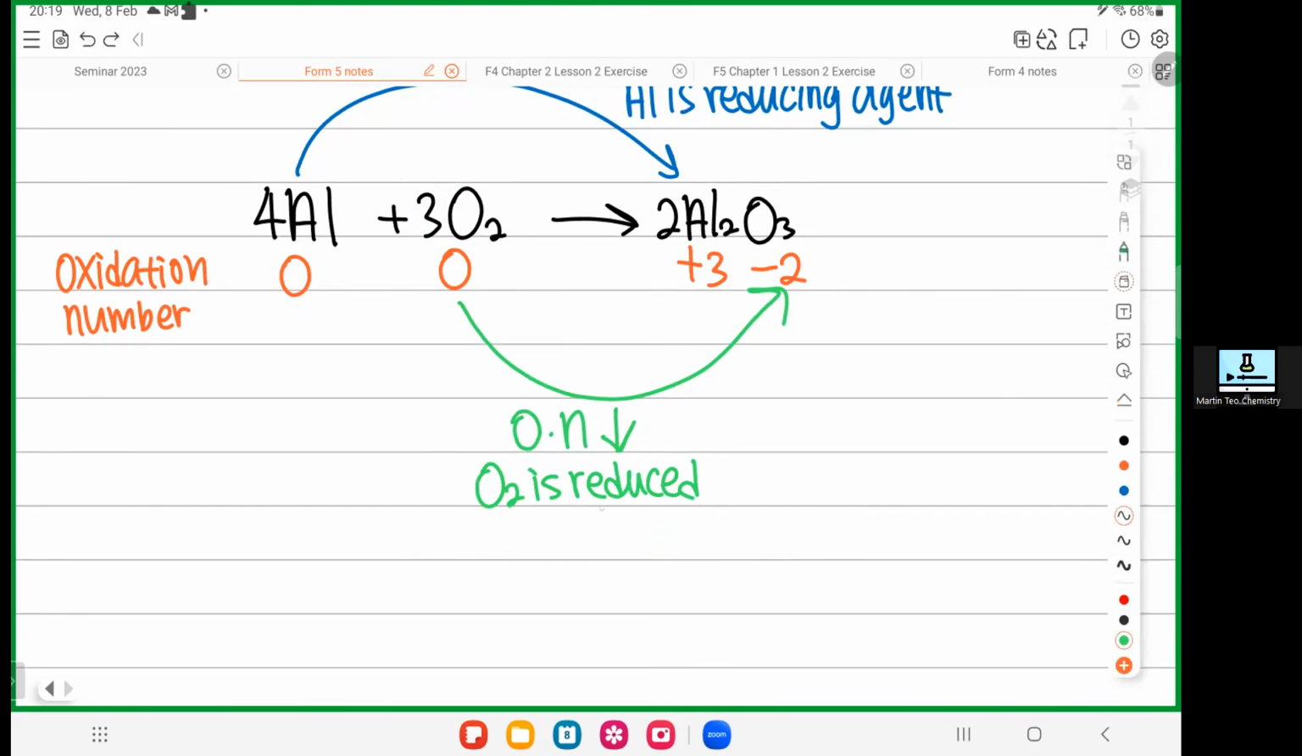When O2 undergoes reduction, you will become the opposite agent. Remember, you are always the opposite agent of the process that you undergo. So if you undergo reduction, you are oxidizing agent. So O2 is oxidizing agent. So this is everything that we need to know. Nothing new. Everything we learned here is something we covered in the last lesson. So finished.